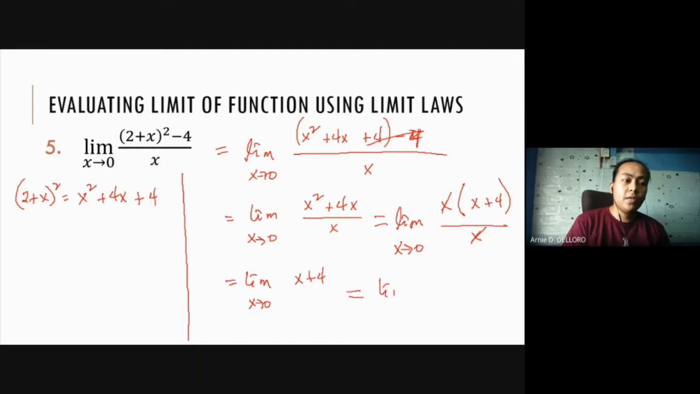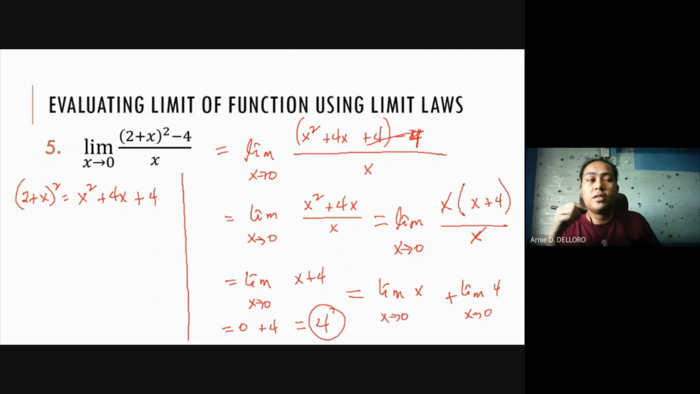So, to simplify, we have the limit of x as x approaches 0 plus the limit of 4 as x approaches 0. Okay? So, ito magiging 0. So, 0 plus 4 will actually give us the value of 4. So, it follows the limit of the function quantity 2 plus x squared minus 4 all over x as x approaches 0 is equal to 4. Okay? So, yan po yung limit laws where we have applied them in the polynomial functions or rational functions.